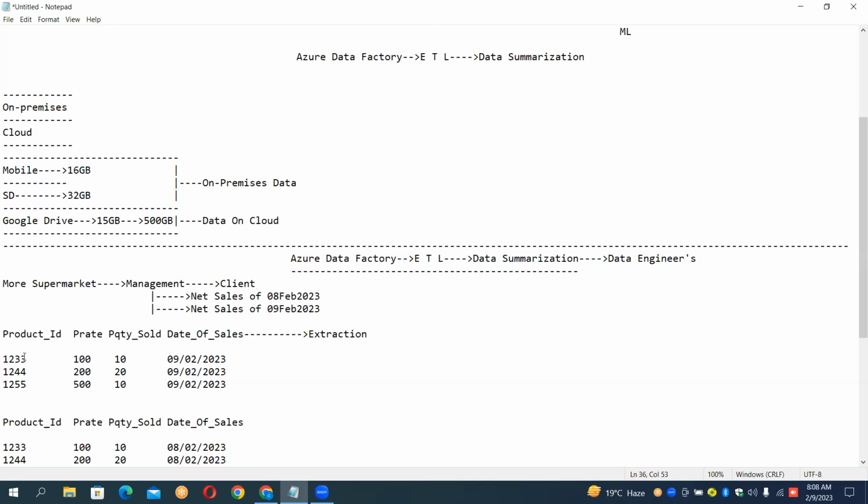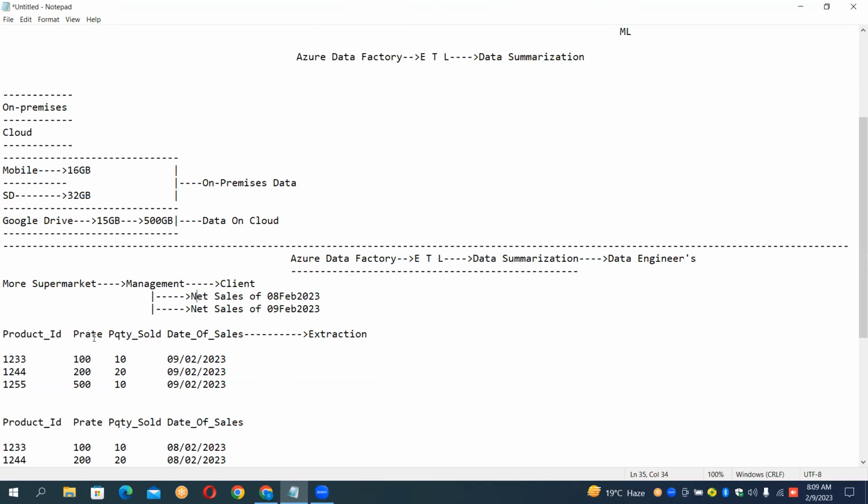Do we require the product ID to find out the net sales amount? To find out the net sales amount, do we require the product ID, guys? Tell me now. Really, do you require it? Product-wise net sales amount is not there. It is asking you net sales amount, simple. So product ID is not required. Am I right?